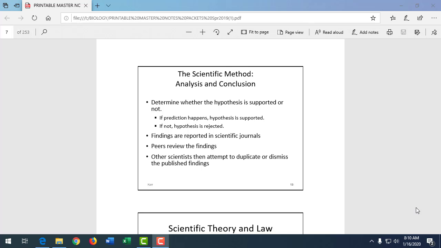Yep, what do we call that group of people? Yeah, the control group. So they're not exposed to the independent variable, right?